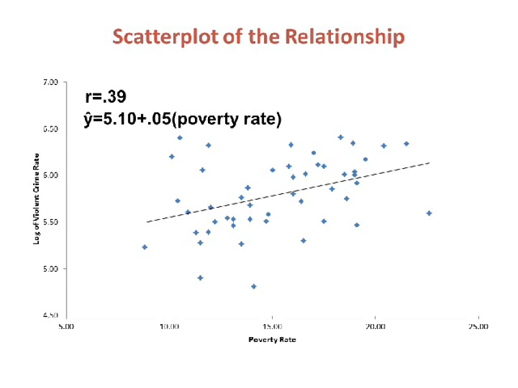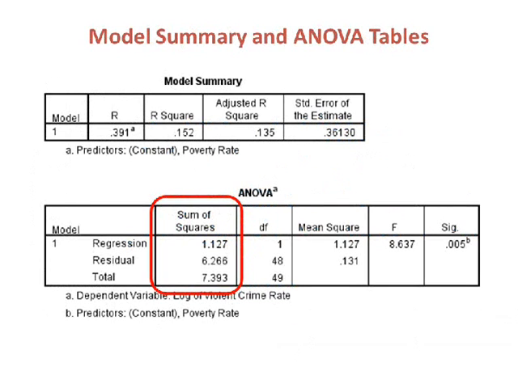Our problem is how well the line fits. The computer will calculate a line through a group of points, whether or not the line is descriptive of the relationship. We need to find a way to determine whether the line fits the points well, or whether the line has little explanatory power. To do this, we look at the model summary and ANOVA tables. We start with the sum of squares on the ANOVA table. ANOVA stands for the analysis of variance.